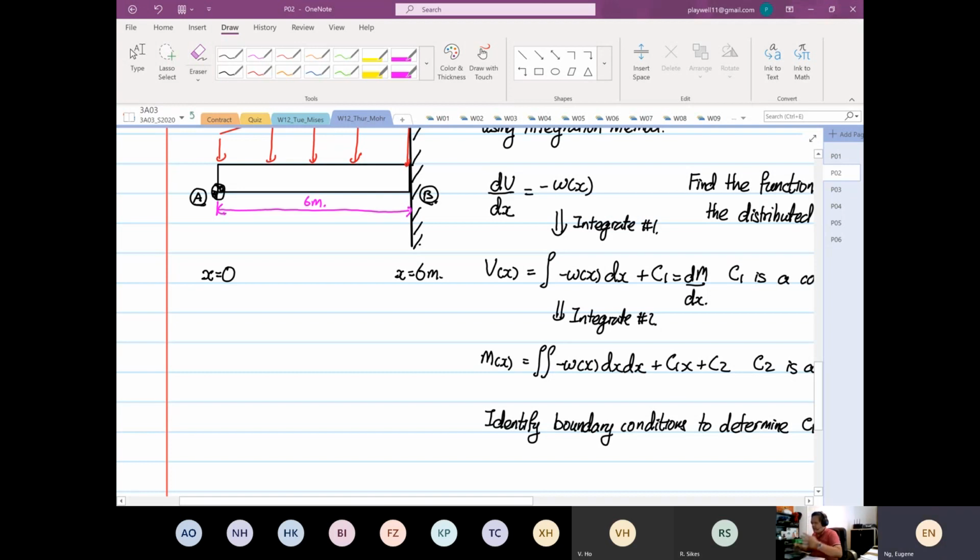There is a sequence of boundary conditions that I want you to remember, which is V, M, theta, Y. Likewise over the other side, V, M, theta, Y. V is shear force, M is moment, theta is the slope, and Y is the deflection. I'm not telling you the slope yet.